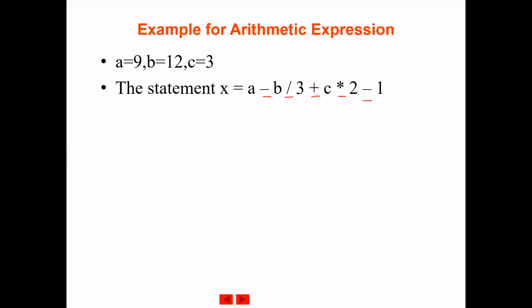Between the 2 and 1, we have the operator called subtraction. So what are the two operands of subtraction? 2 and 1, right? For multiplication, we have c and 2. For addition, you know the two operands are 3 and c, but we will see how the order of precedence works and what the final result will be. So as I told, in the arithmetic expression we have different arithmetic operators.